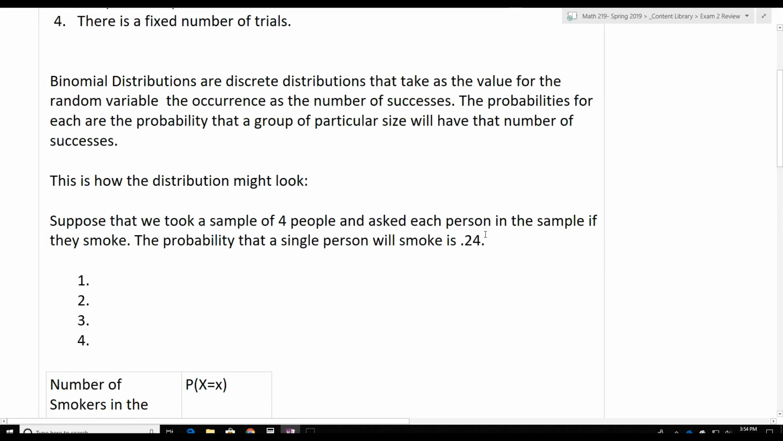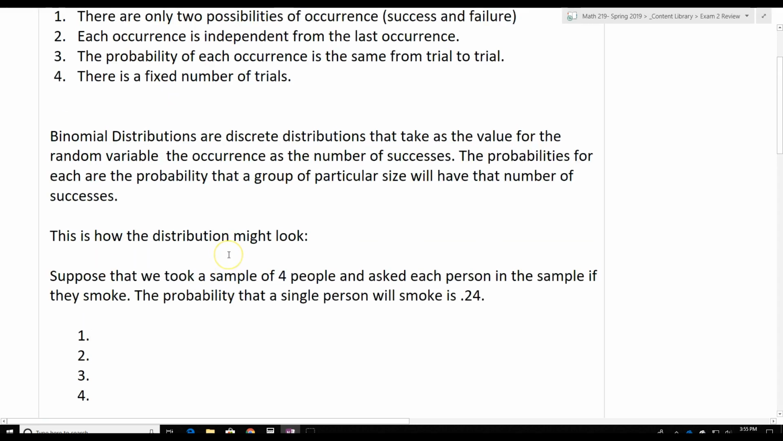So suppose that we took a sample of four people and asked each person in the sample if they smoke. The probability that a single person will smoke is 0.24. Well, the first thing is, do we have that first requirement? There are only two possibilities of the occurrence, success and failure. Either the person smokes or they do not. That's your binomial part: yes or no, smokes or does not smoke. When we generate the distribution, what we're going to have is this many people out of a sample of this size smoke. So that's the first one.